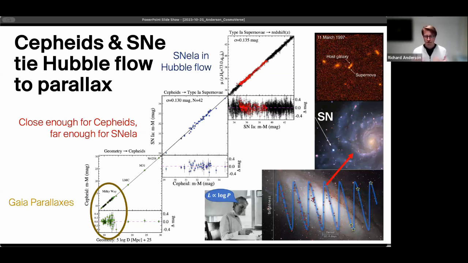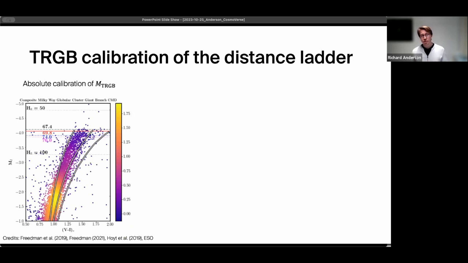And with this distance ladder, of course, that's why we're all here. The Hubble constant accuracy has become so good that now we see a discrepancy with the early universe measurement coming from Planck. Now, the TRGB that I already mentioned does in principle the same thing. It works just a little bit differently.